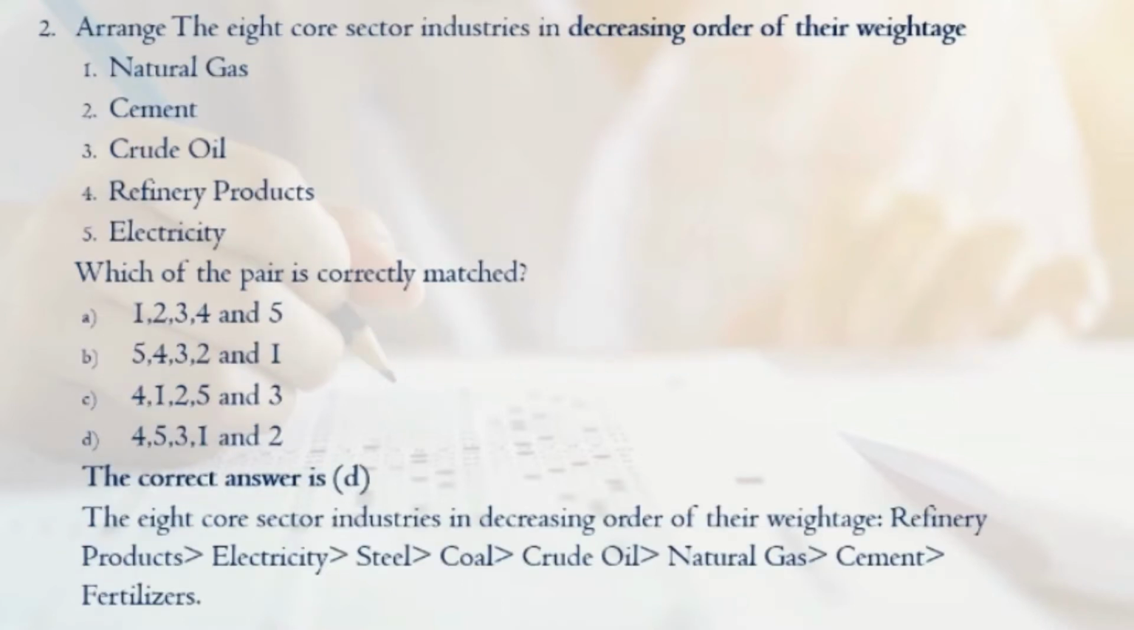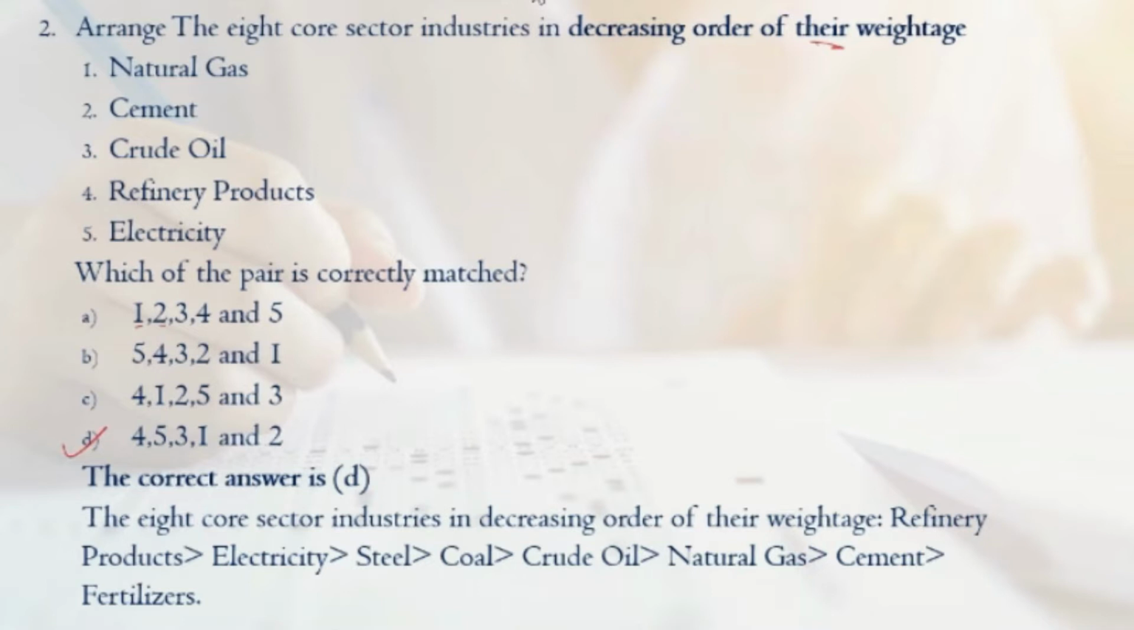Next question is, arrange the 8 core sector industries in decreasing order of their weightage: natural gas, cement, crude oil, refinery products, and electricity. Which of the pair is correctly matched? A. First, second, third, fourth, and fifth. B. Fifth, fourth, third, second, and then first. C. Fourth, first, second, fifth, and third. And D. Fourth, fifth, third, first, and second. And the correct answer is D.